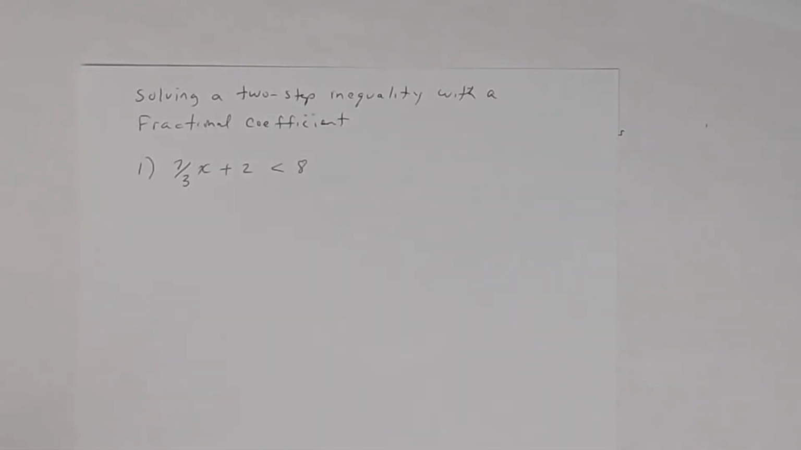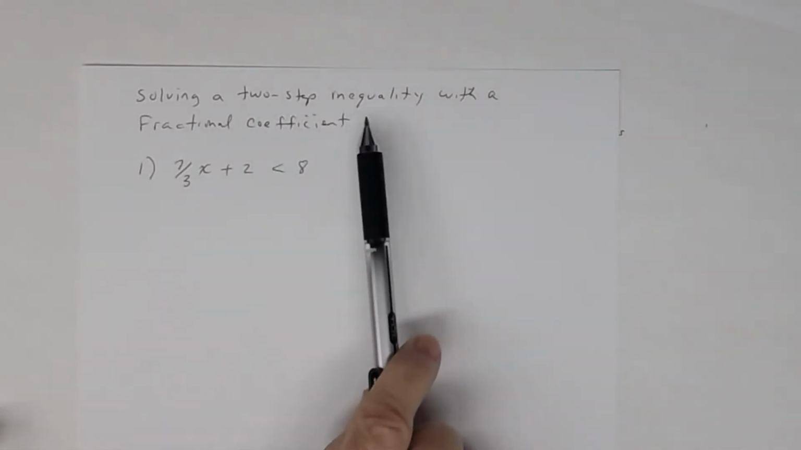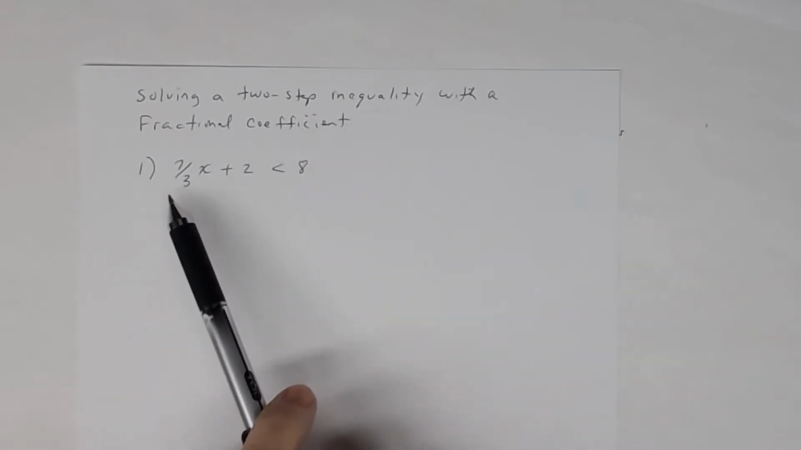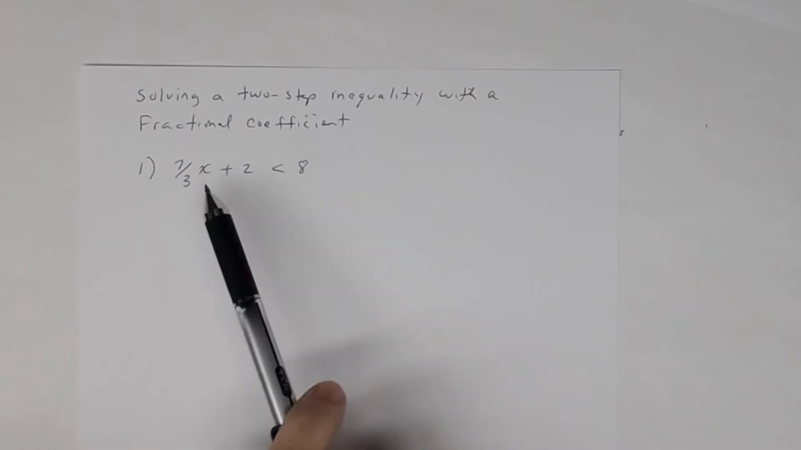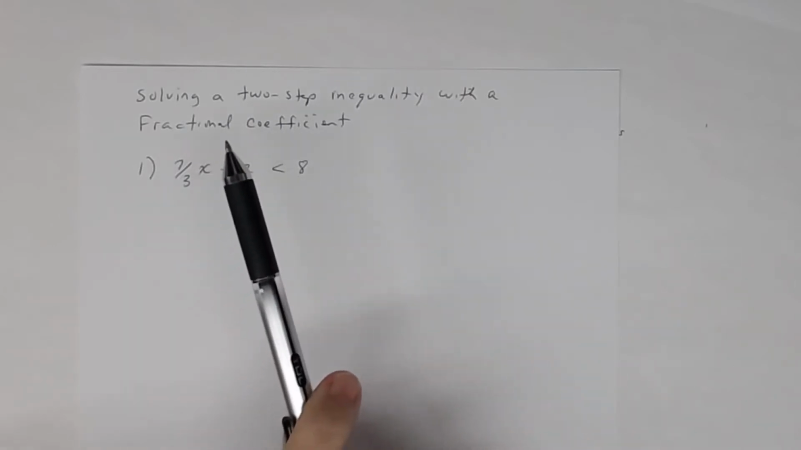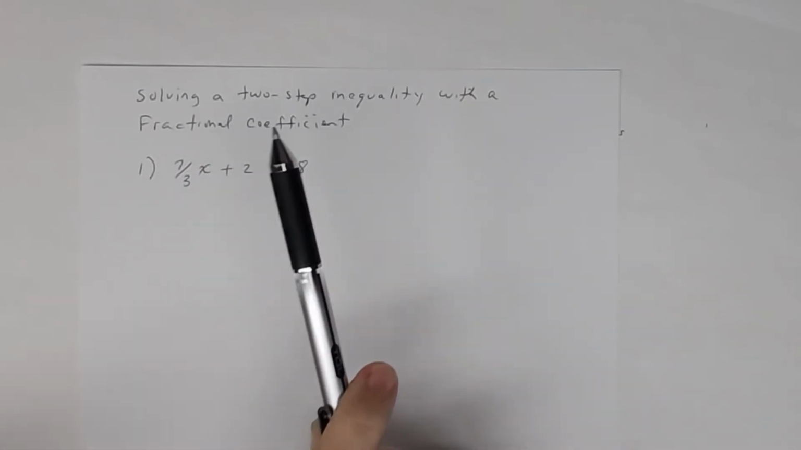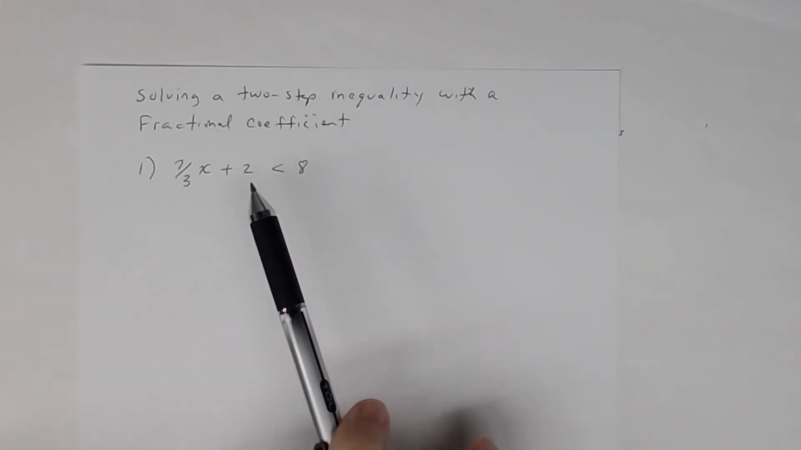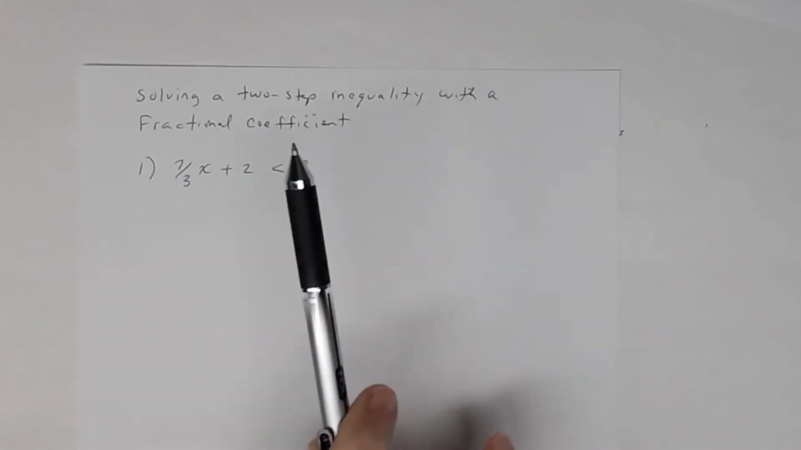This is a lesson on solving a two-step inequality with fractional coefficient. So here's an example of a two-step inequality. So basically, a two-step inequality means that you can solve this inequality in two steps. Now, it has a fractional coefficient.